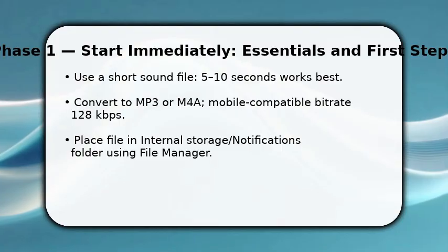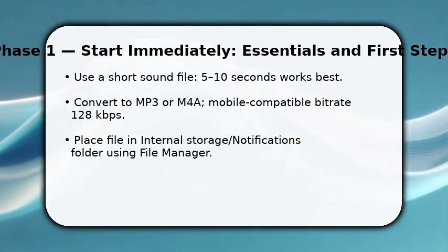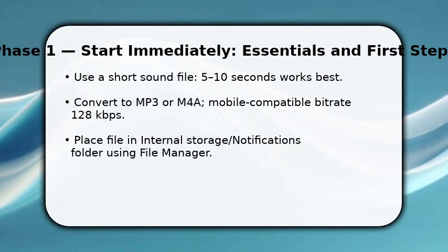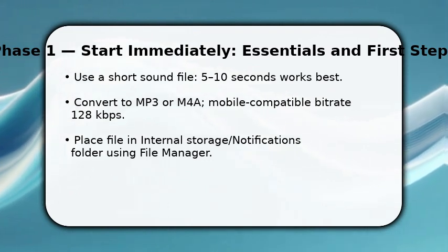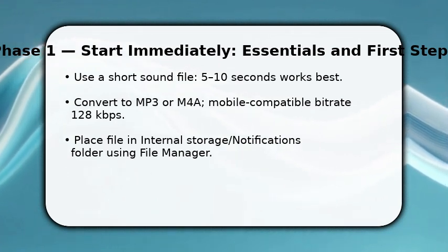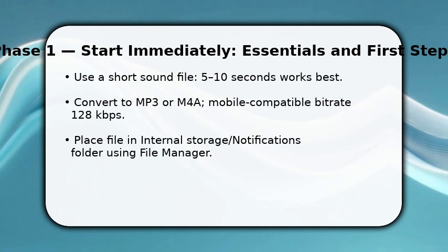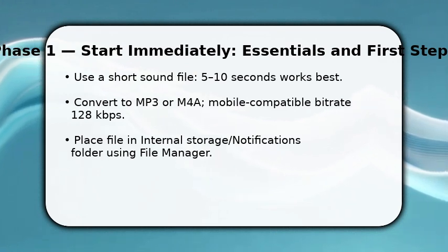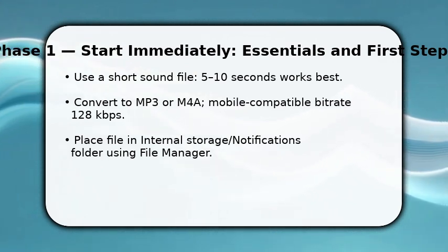Enjoy the video. You start by choosing and preparing the audio. Trim to 5-10 seconds, then convert to MP3 or M4A so Android recognizes it. Once done, open your file manager and copy the file into internal storage → notifications. Make sure it's not inside a hidden folder.